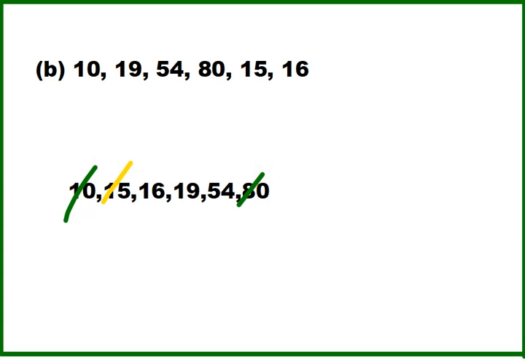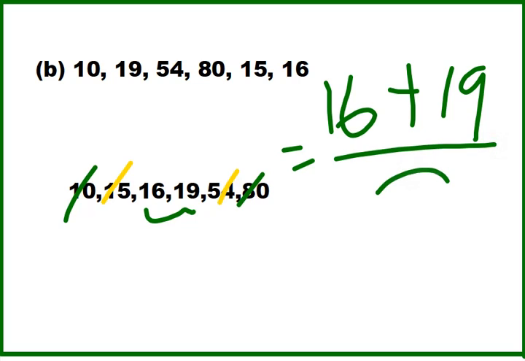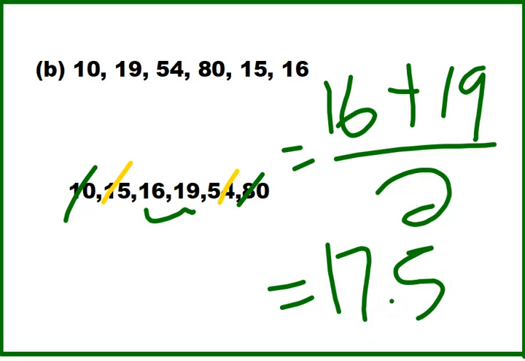So we cancel from both sides, and we can see that if we cancel that and that, we are not going to have a median. That's when you take the two numbers, because these two numbers are the two middle numbers. So we take those two numbers and divide them by 2 to get the median. So that's the real middle number. So 16 plus 19 divided by 2 will give us 17.5, and that's our median in this case.